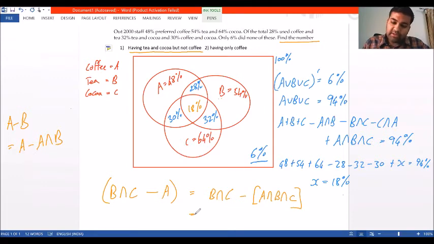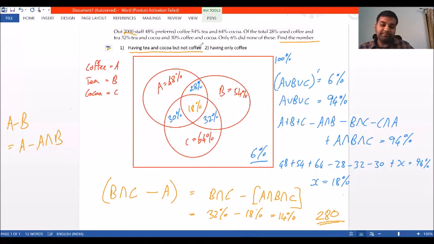Okay. So B intersection C is 32 percentage minus A intersection B intersection C is 18 percentage. 32 percentage minus 18 percentage is 14 percentage. So 14 percentage out of 2000 is how much? 2000 into 0.14 gives you 280 people who consume tea and cocoa, but not coffee.